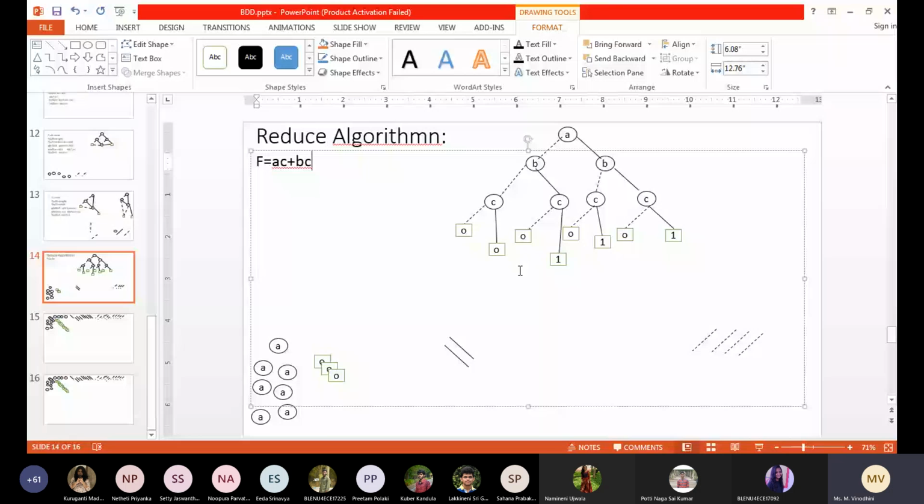Now the question is, for the given expression, use the reduce algorithm and draw the ROBDD or RBDD or BDD. Understand the question, students? For the given Boolean expression, use the reduce algorithm and draw the final ROBDD or RBDD. Now let me explain what you have to do.